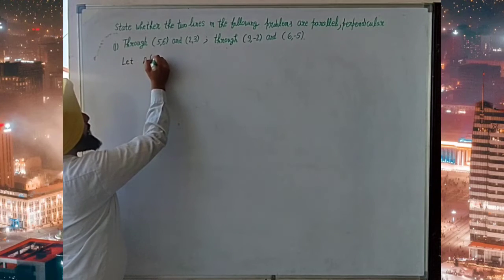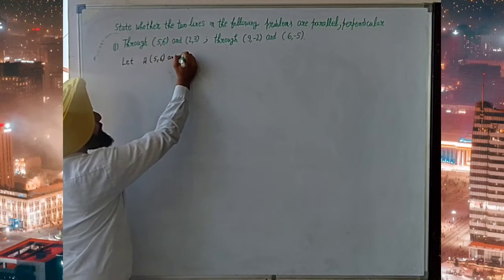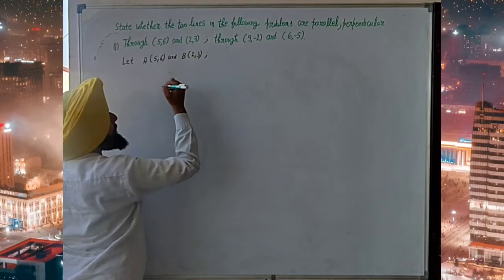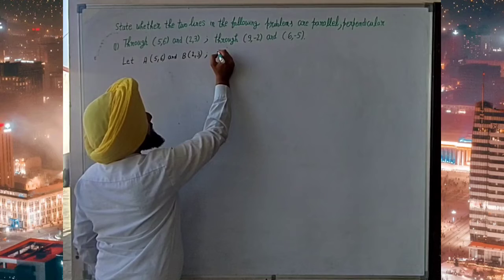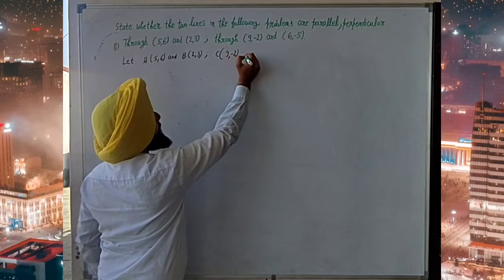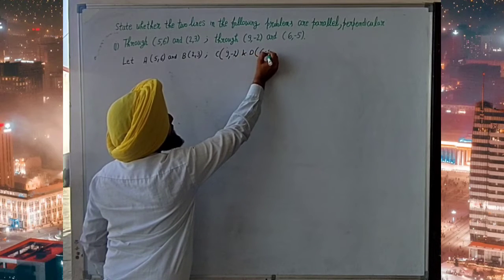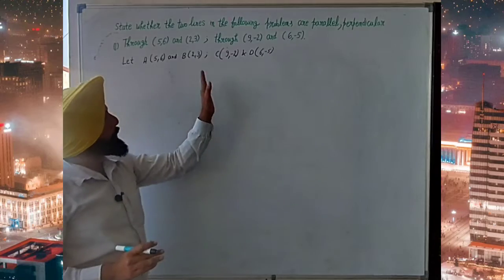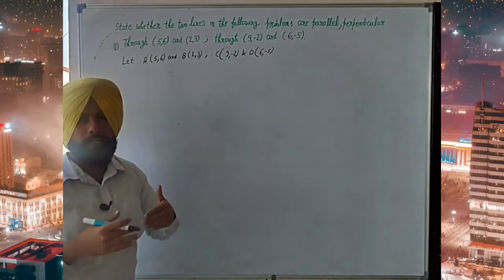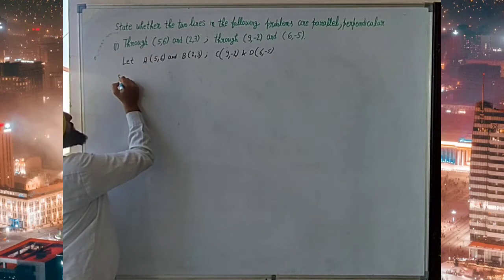Now let A (5, 6) and B (2, 3), similarly C (9, -2) and D (6, -5).